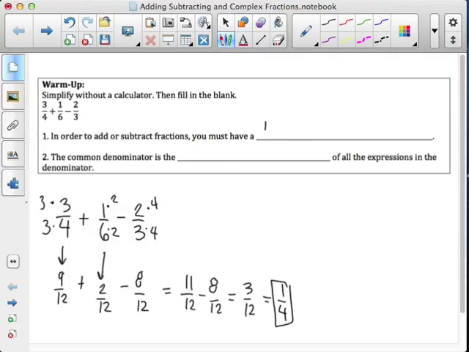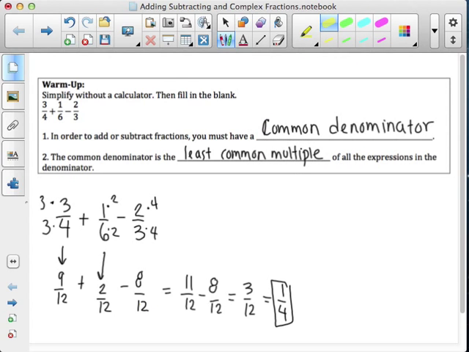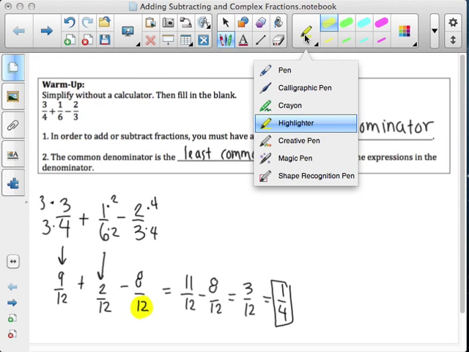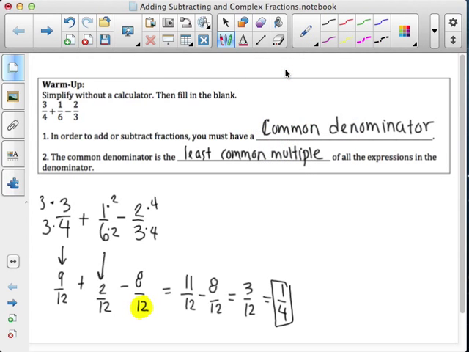and the answer is a common denominator. So you need the denominators to be the same. The common denominator is the least common multiple of all the expressions in the denominator. So here our least common multiple was 12. And so that's what we made all of our denominators equal.